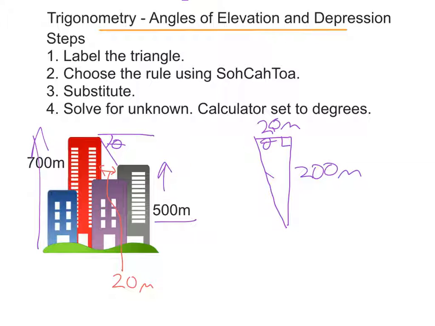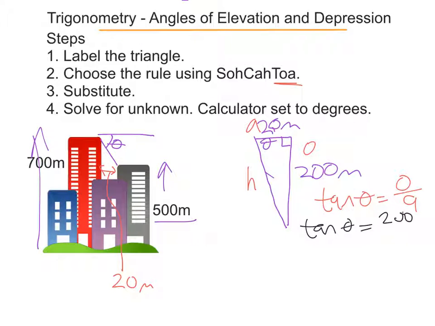So again, we use SOHCAHTOA, or we label our sides. So that's the hypotenuse, that's the adjacent, that's the opposite. So I've got opposite and adjacent, so I'll be using tan. So tan theta equals opposite over adjacent. Substituting in, tan theta equals 200 over 20, which is 10.